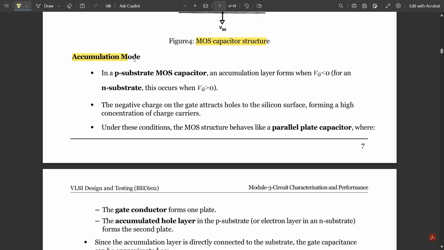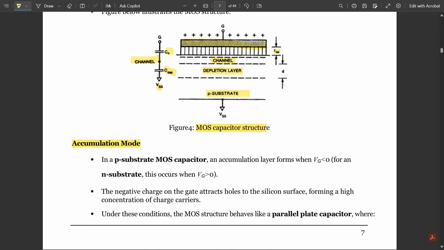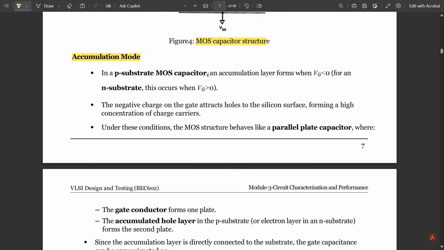First is the accumulation mode. In this accumulation mode, in a P substrate MOS capacitor, an accumulation layer forms when the gate voltage, that is VG, is less than zero. For an N substrate, it occurs when VG is greater than zero.